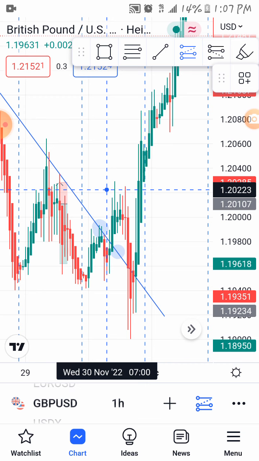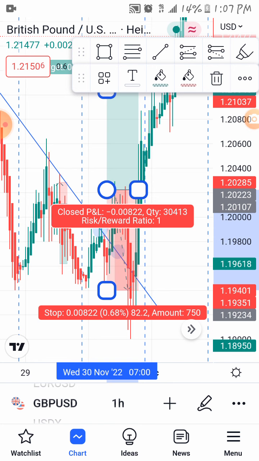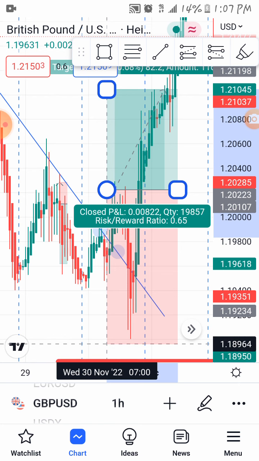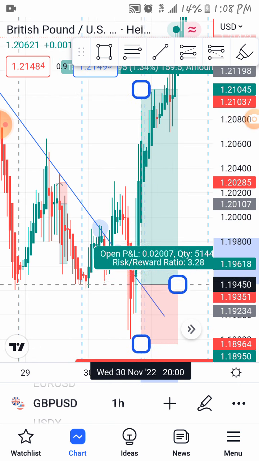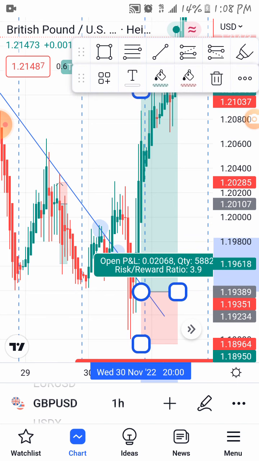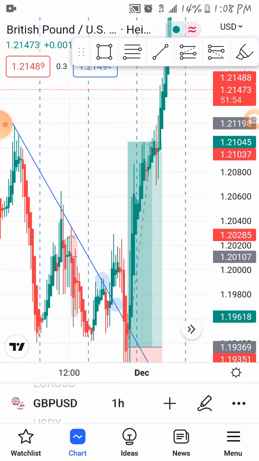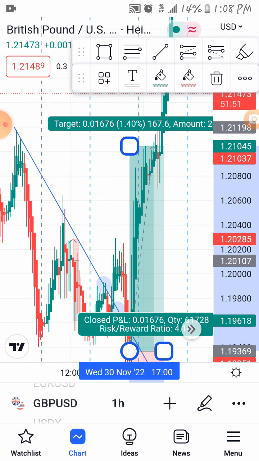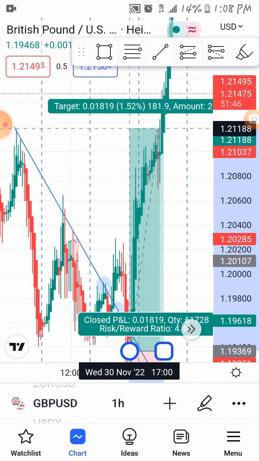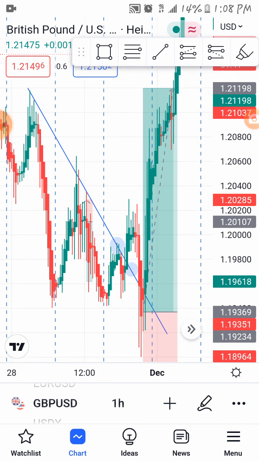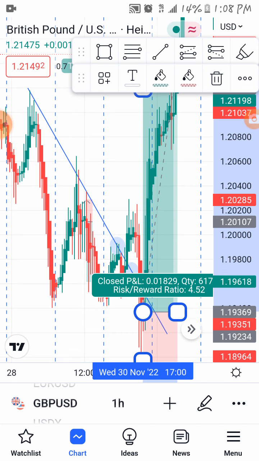For my entries, I like to enter at weak rejections, right? So I would have preferred to enter from here. Let me just put this down here. Good. Now this is a very good place to take profit on this trade. You can see this very nice setup. This setup offers you a 1 to 4.52 risk to reward.